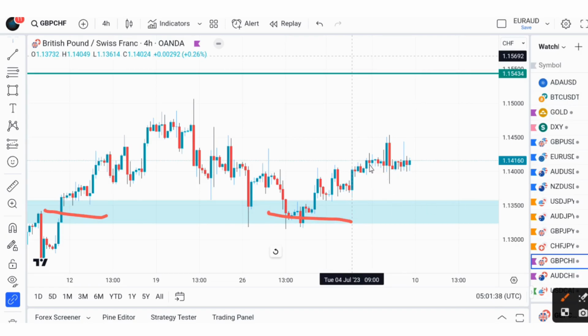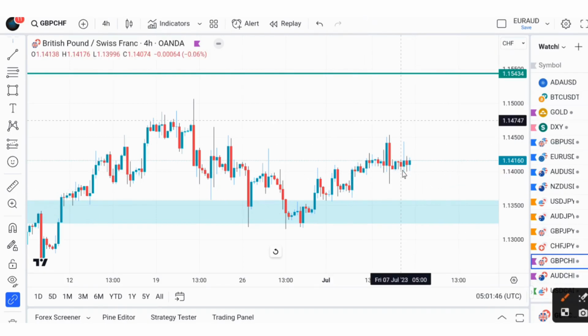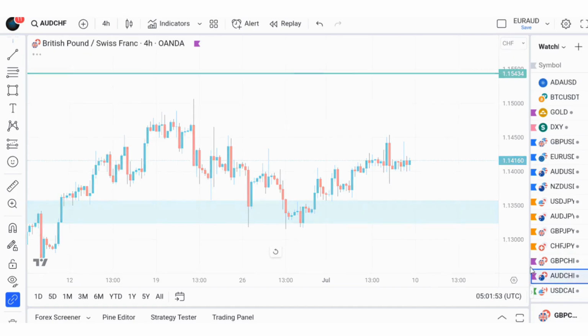So if the price is still above this level, I'm still willing to buy CHF. So this just creates a range here on Friday. So actually we are looking for a bullish move to 1.15434 on that particular currency.